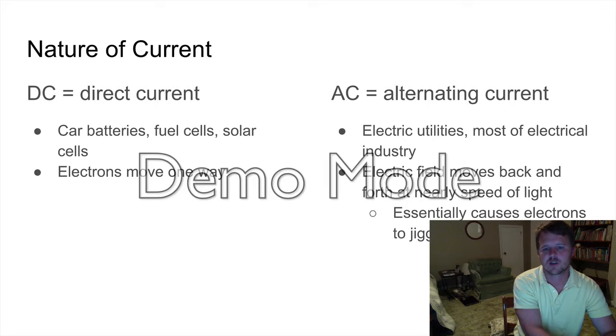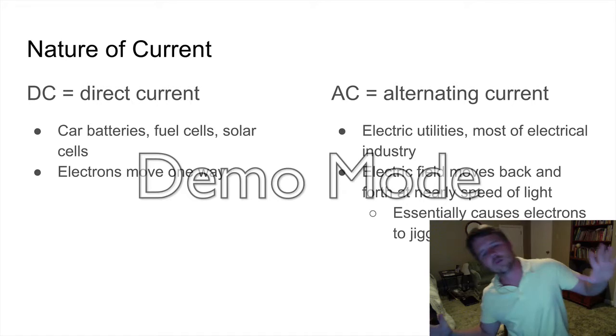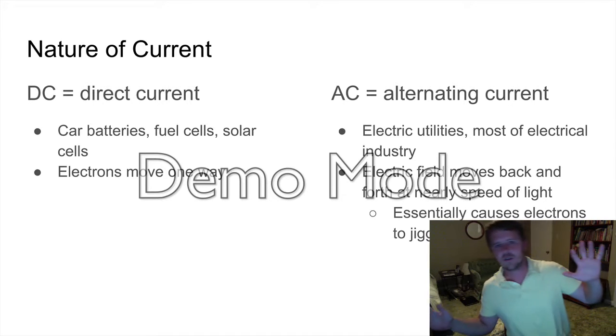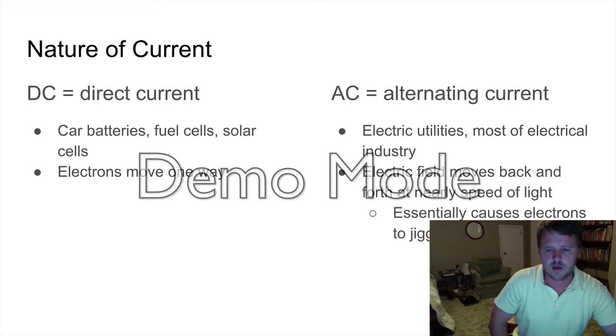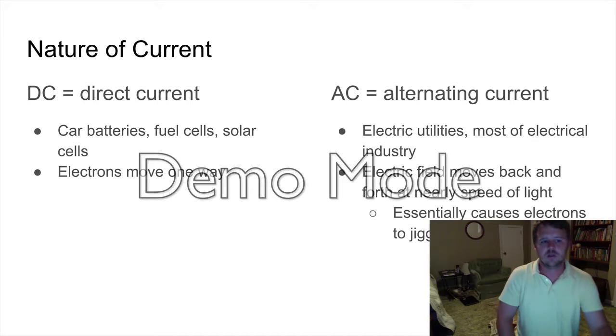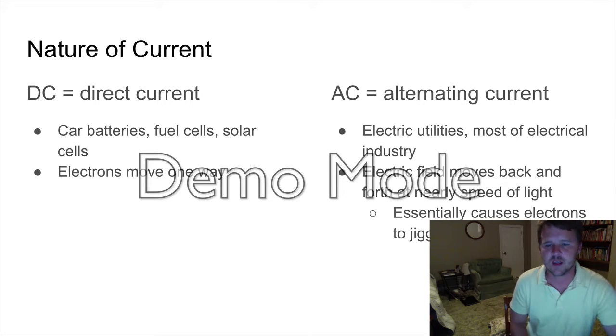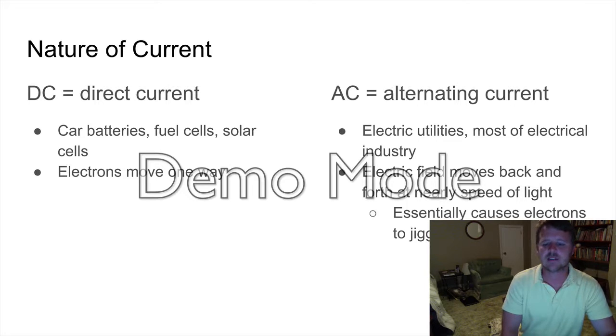Alternating current, the electrons jiggle back and forth really fast. If you want to imagine, electrons just move one way, then the other. One way, then the other. And we'll talk about the history of it later. But AC works a lot better at moving electricity over long, long distances.